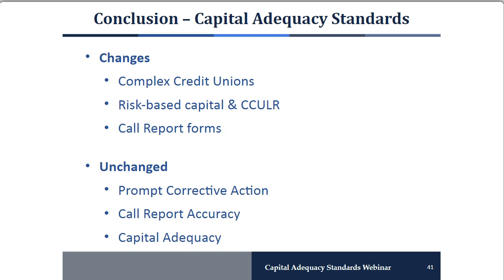So what has not changed with the new capital adequacy standards? Prompt corrective action as outlined in Part 702. The requirements of PCA remain unchanged. It is just the means of determining the capital classification that may differ for complex credit unions. The need to ensure the accuracy of the call report is also unchanged. As the call report will calculate the risk-based capital ratio, it is imperative to ensure the accuracy of the information entered by the credit union.